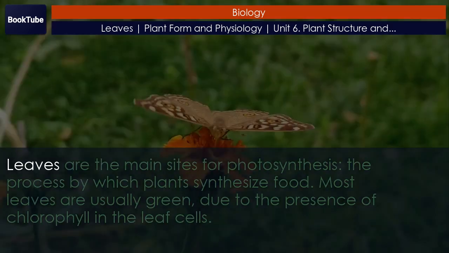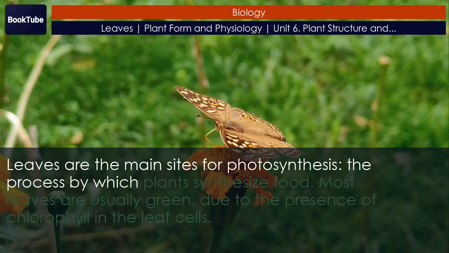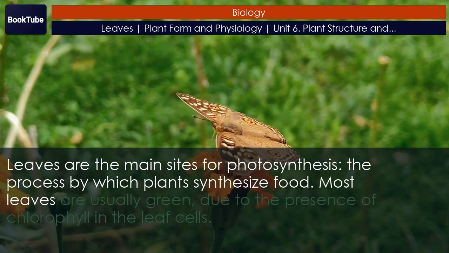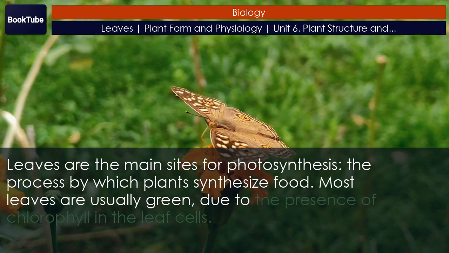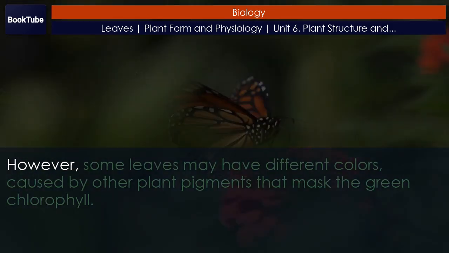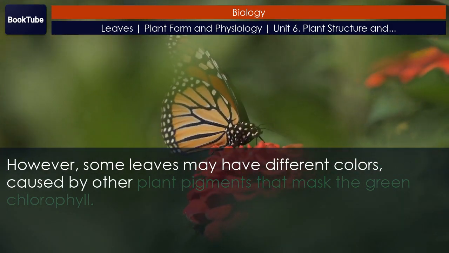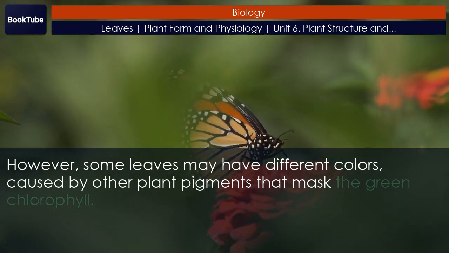Leaves. Leaves are the main sites for photosynthesis, the process by which plants synthesize food. Most leaves are usually green, due to the presence of chlorophyll in the leaf cells. However, some leaves may have different colors, caused by other plant pigments that mask the green chlorophyll.